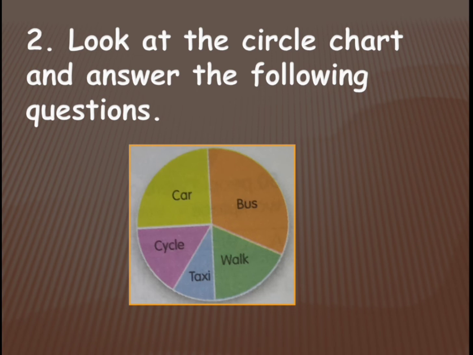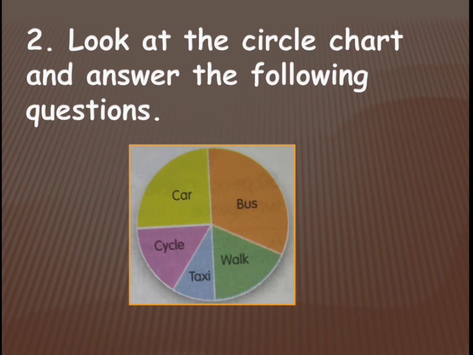If you see the first one, what are the categories shown in the circle chart? What is this category, children? Can you guess? Yes, it is transport. They are car, bus, walk, taxi and cycles. These are nothing but modes of different transport. So that is your first answer. You can write it there only, because you cannot draw this circle chart perfectly in your classwork. Only looking at the circle chart, you have to answer.